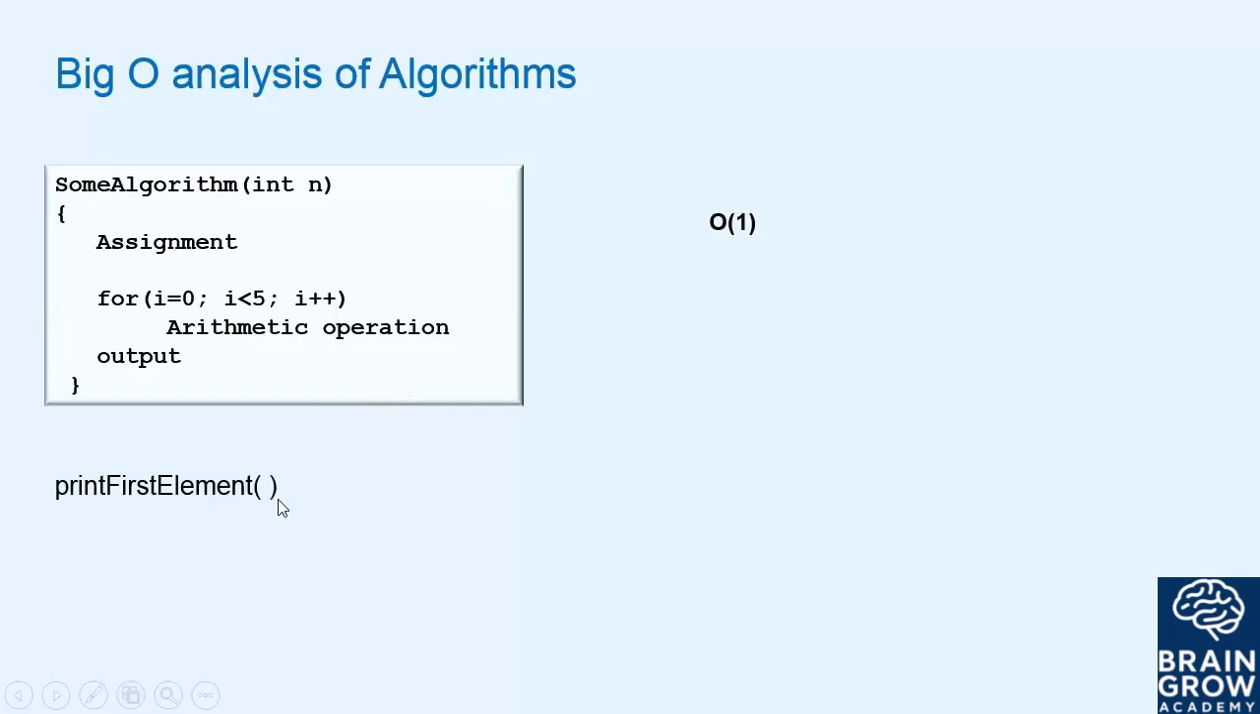Some examples of constant time algorithms are a function that prints the first element of an array of size n. A function that swaps the first and last elements of an array of size n is also an example of order of 1 algorithm. Another example could be a function that returns the size of a stack. These algorithms take the same time irrespective of the size of the input. So these types of algorithms are said to take constant time and have order of 1.